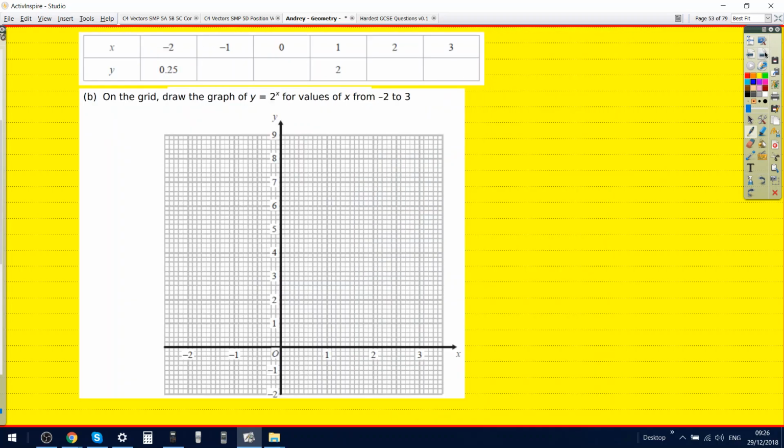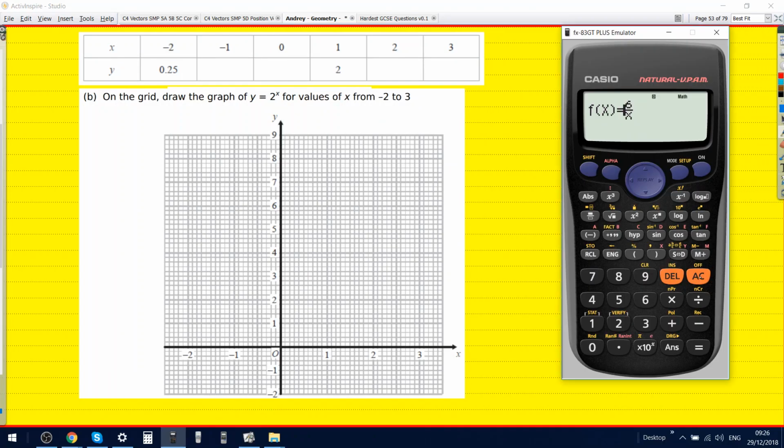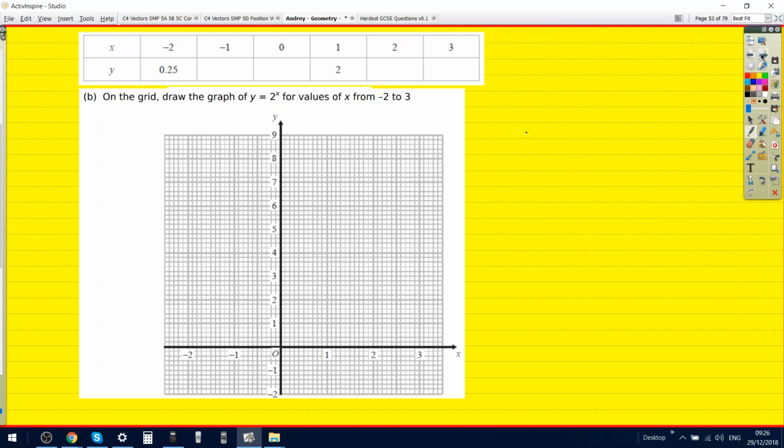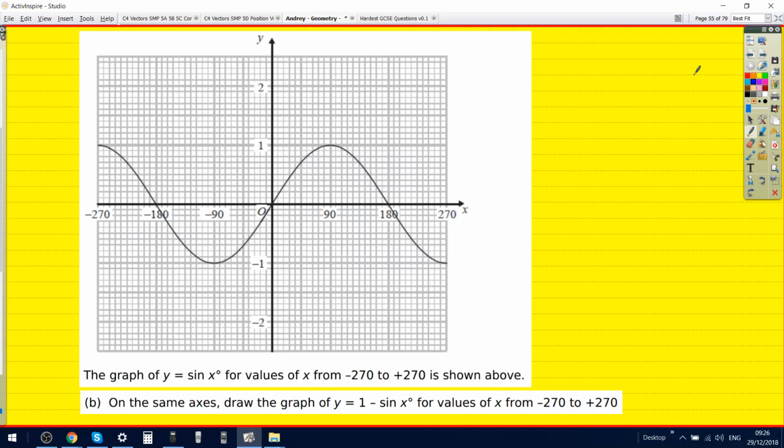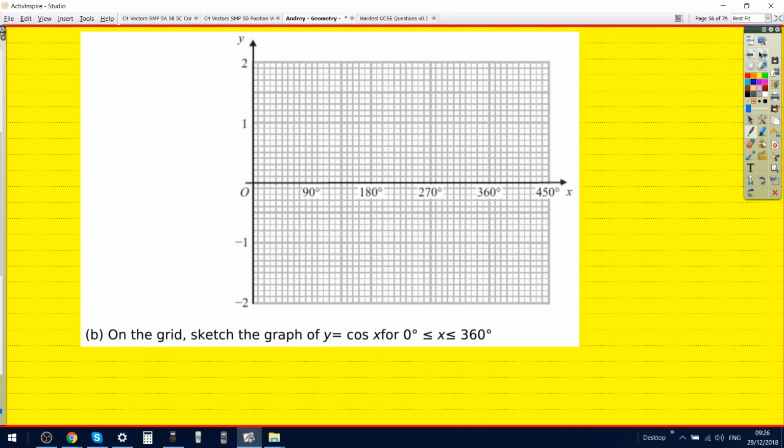4 over x, same thing. 2 to the power of x, so that's an exponential curve. It looks different but it's all the same to the calculator. Starts at minus 2, stops at 3, steps of 1, and there you go. 0.25 is the first one. When x is 1, it's 2, and you just join them up. Put all the x's, join them up. This is transformations, I think we did. Okay, how about this one?